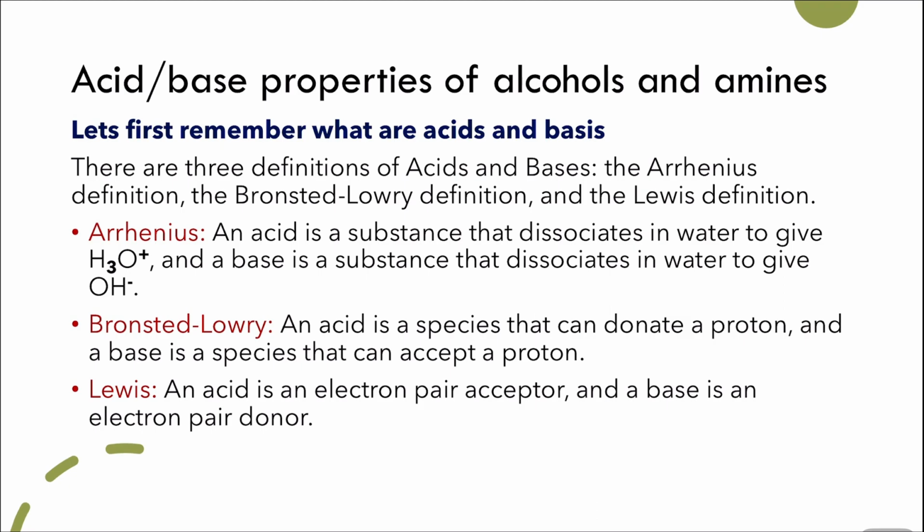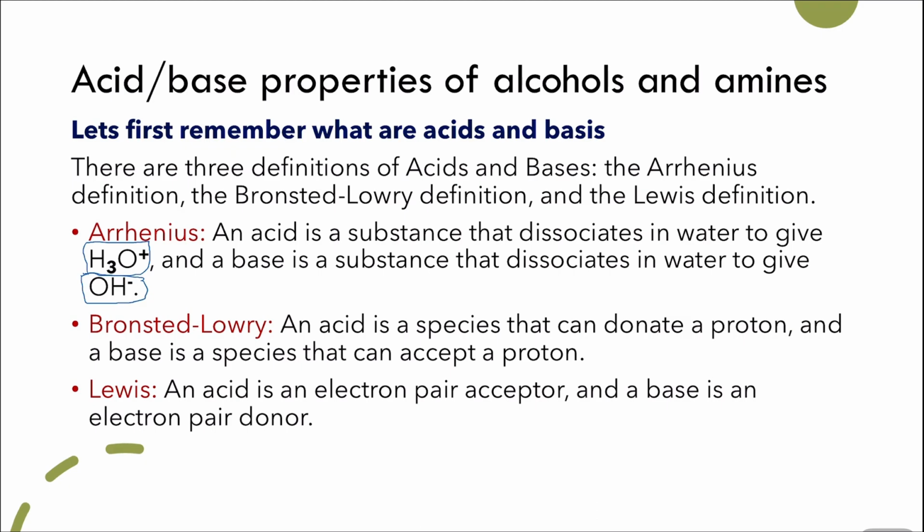There are three different definitions of acids and bases: the Arrhenius definition, the Brønsted-Lowry definition, and the Lewis definition. The Arrhenius definition is that an acid is a substance that dissociates in water to give the hydronium ion, H3O+, where the oxygen has three hydrogens, so it has a positive charge, and a base is a substance that dissociates in water to give OH-, or a hydroxyl group.